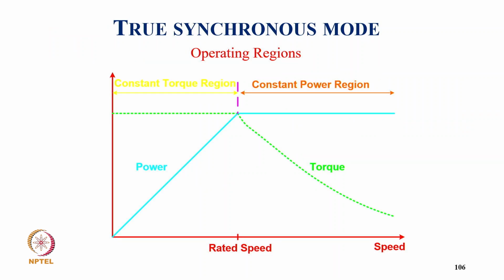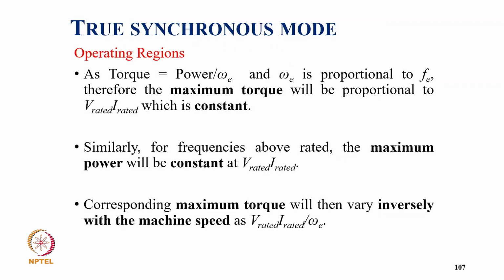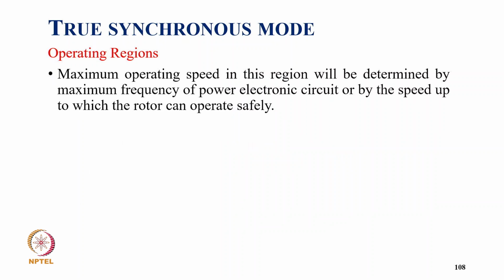Therefore, for frequency below the rated frequency, the machine power will be proportional to F, V rated, I rated. You can see from the characteristic that there is constant torque operation, and typically above rated frequency we have constant power operation. So below base speed the torque is constant, above base speed the power is constant. In the operating regions, torque equals power upon omega E, and omega is proportional to F, therefore the maximum torque will be proportional to V rated, I rated, which is constant. Similarly, for frequency above the rated, the maximum power will be constant as V rated, I rated, and the corresponding maximum torque will vary inversely with the machine speed as V rated, I rated upon omega E.